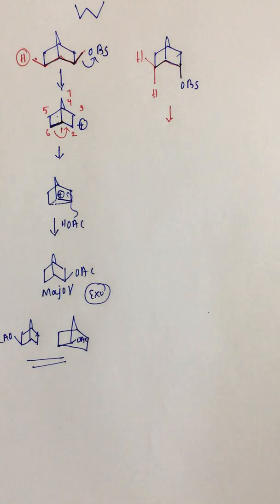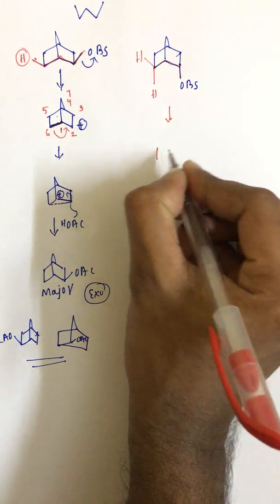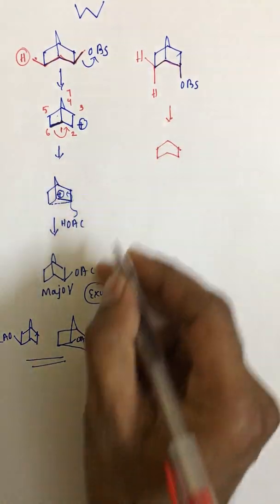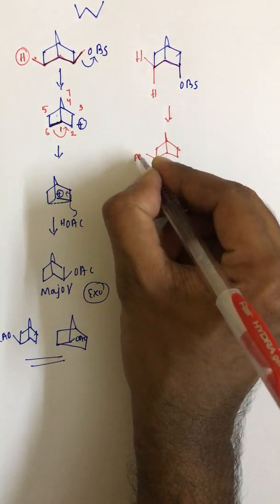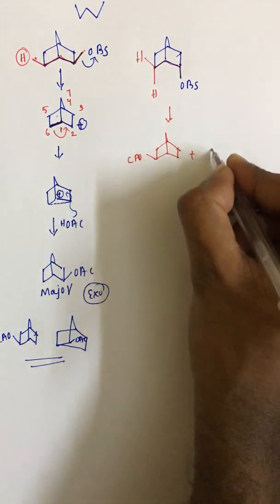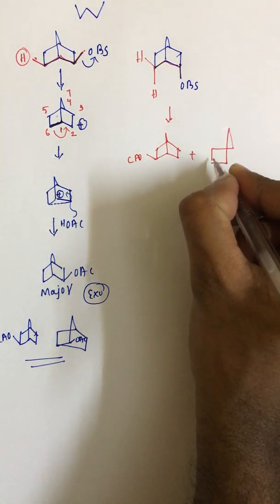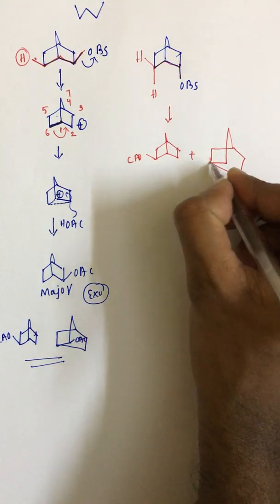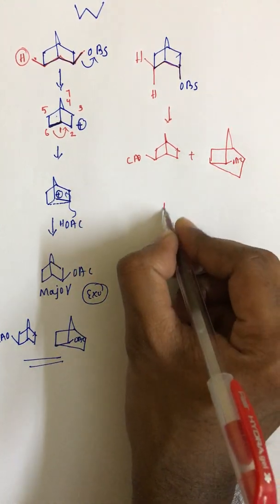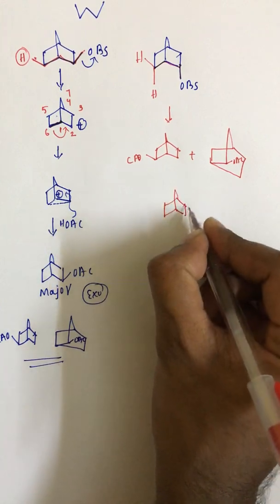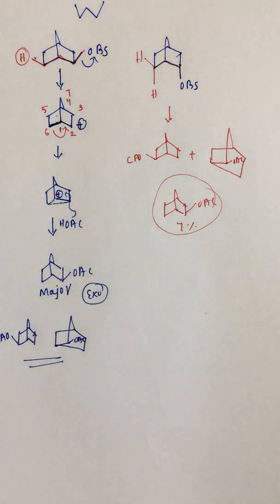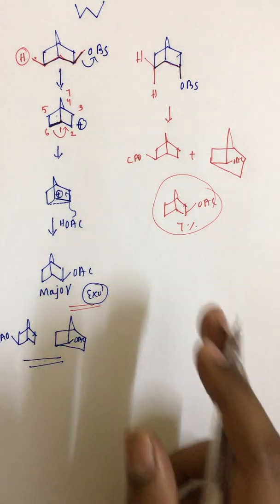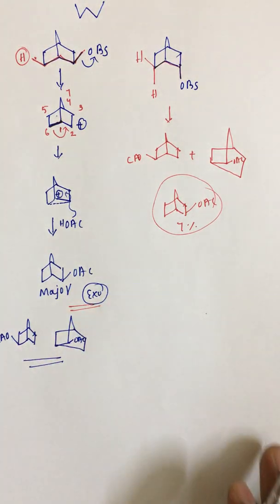Whereas here anchimeric assistance is not possible, and here we will get these two products as major, and plus this product will be very little, about 7 percent. In case of this compound, because of anchimeric assistance we are getting the extra product as major, but here there is no anchimeric assistance, because of that reason we are not getting it.